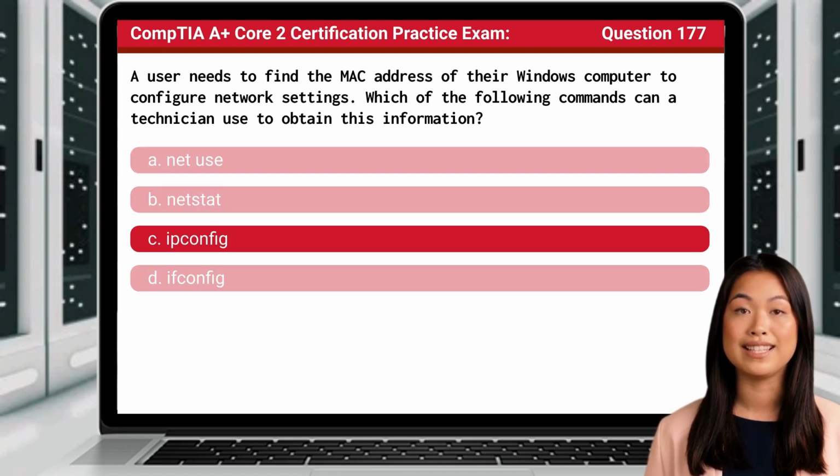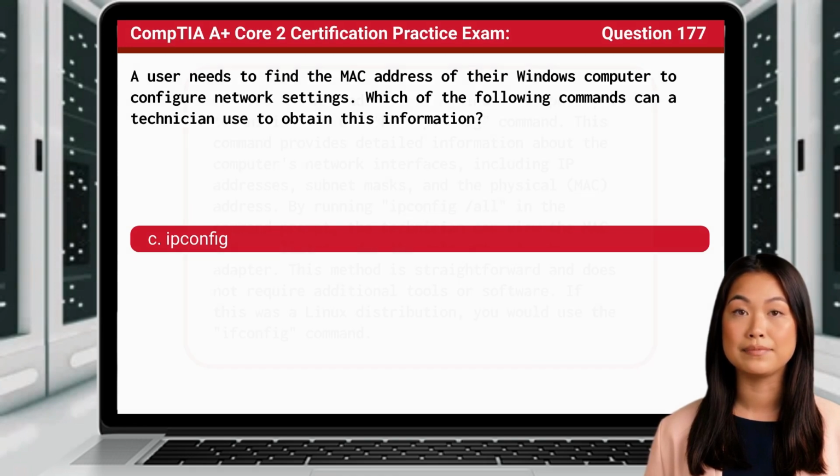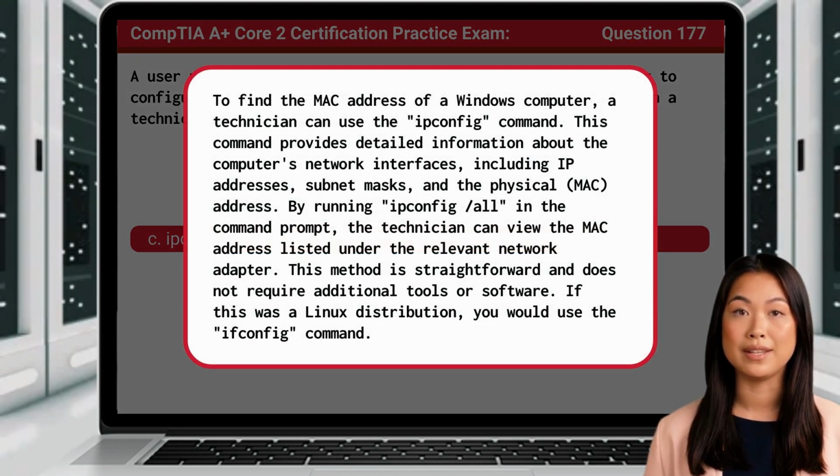The answer is C. ipconfig. To find the MAC address of a Windows computer, a technician can use the ipconfig command. This command provides detailed information about the computer's network interfaces, including IP addresses, subnet masks, and the physical MAC address. By running ipconfig /all in the command prompt, the technician can view the MAC address listed under the relevant network adapter. This method is straightforward and does not require additional tools or software. If this was a Linux distribution, you would use the ifconfig command.